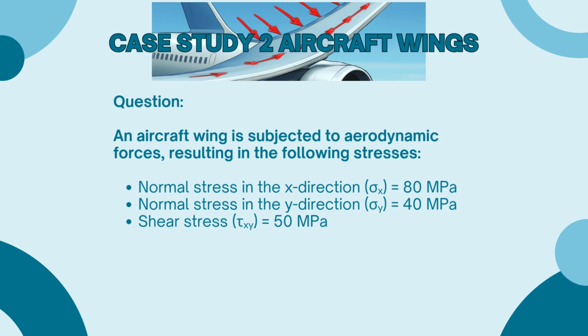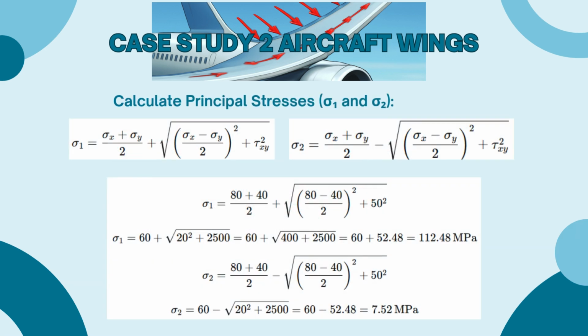Now, let's look at the question for the aircraft wing case study. We are given the following stresses on an aircraft wing subjected to aerodynamic forces. Normal stress in the x direction, sigma x, equals 80 megapascals. Normal stress in the y direction, sigma y, equals 40 megapascals. Shear stress, tau xy, equals 50 megapascals. These values will be used to calculate the principal stresses and maximum shear stress using stress transformation techniques.